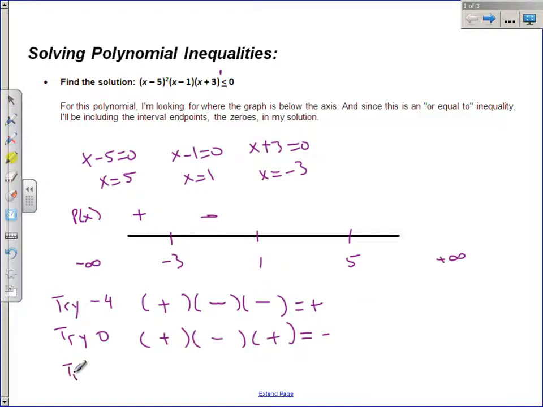Let's try an interval from 1 to 5. How about 3? That's a number between 1 and 5. If we plug in 3 for x, 3 minus 5 is negative 2. Squared is positive. 3 minus 1, positive. 3 plus 3, positive. So on this side of 1, it is now above the x-axis. And the last thing I'm going to try is something between 5 and infinity, like 7.